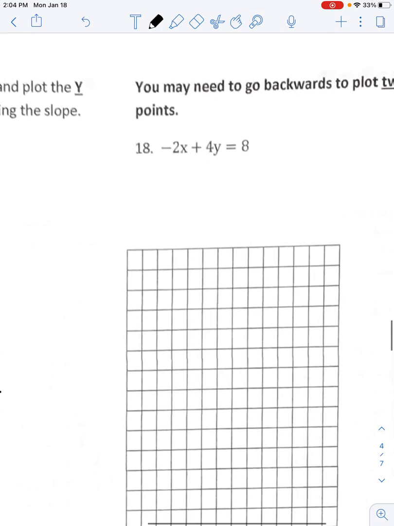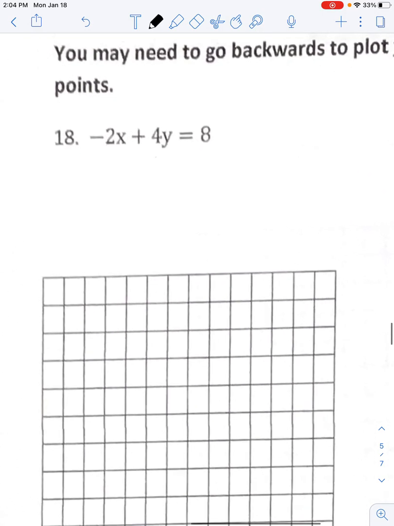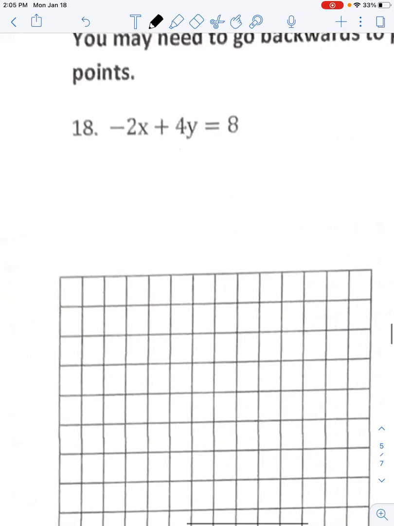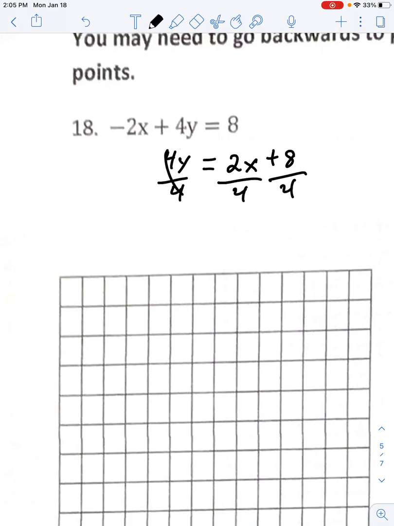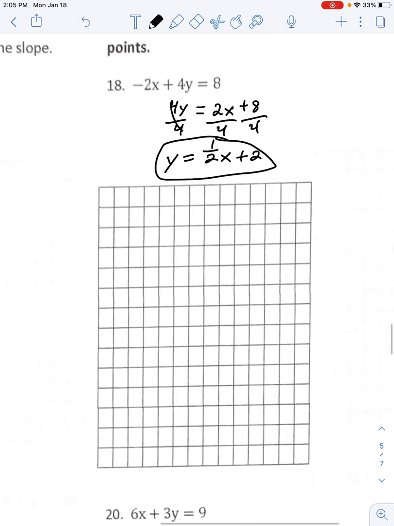Number 18. Okay, it's going to be the same directions. And then over here it says you may need to go backwards, and that's what we just did. All right. So step number 1, take the x, move it to the other side, and change the sign. So this one's actually going from negative to positive. Step 2, drop the y down, drop your number down. And then divide all the way across. So y equals 2 over 4 reduces to 1/2. 8 divided by 4 is 2. So there's your equation.